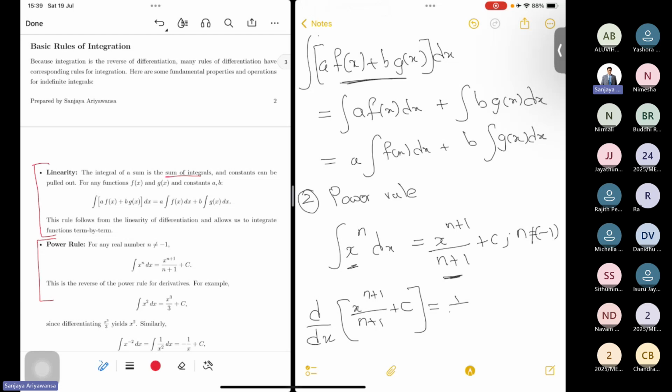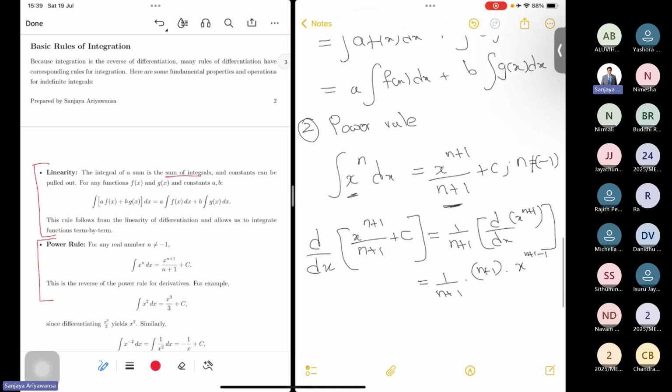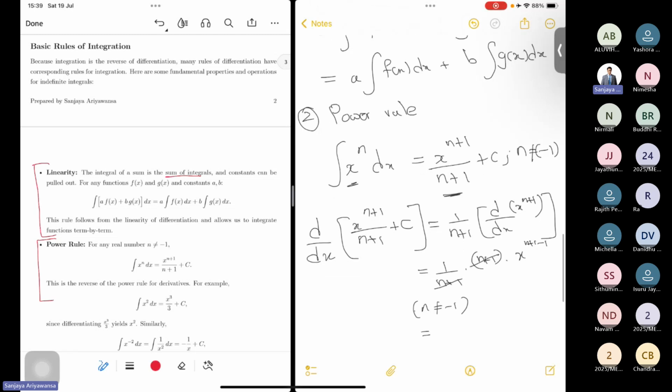Well, you take 1 over n plus 1 out, and you know you have to differentiate x to the n plus 1. Constant, when you differentiate it, it's 0, so I'm going to leave that out. So it's 1 over n plus 1 times, how do we differentiate x to the power n plus 1? You take n plus 1 out, times x to the n plus 1 minus 1. So then n plus 1 cancels out. Why? Because n is not equal to minus 1. And then we are left with x to the power n, right?